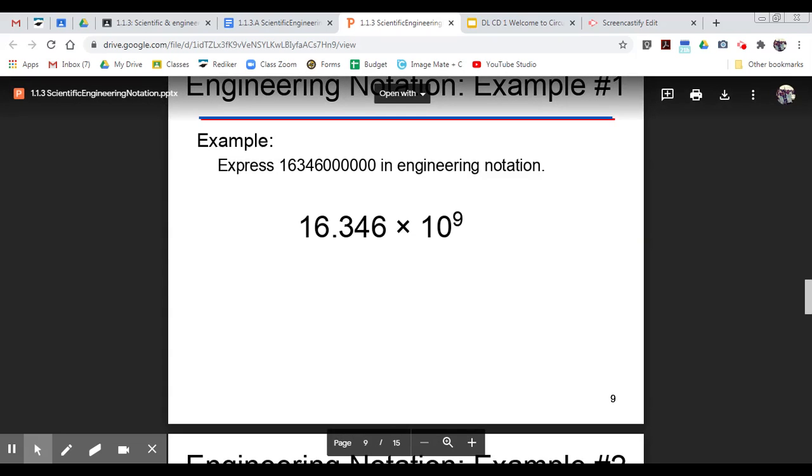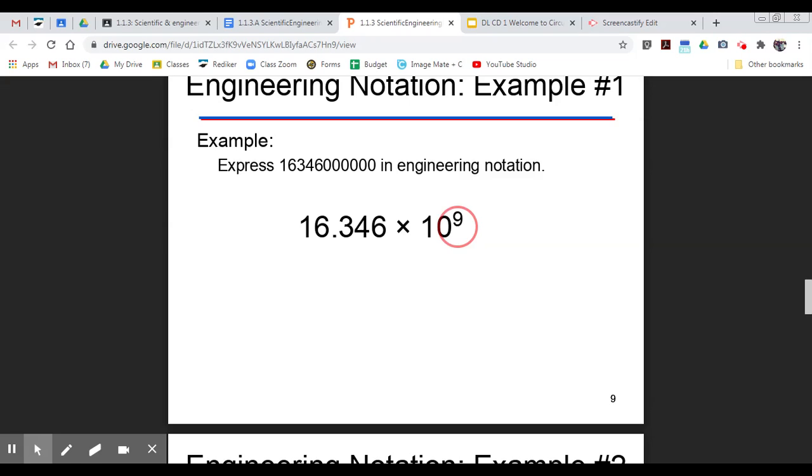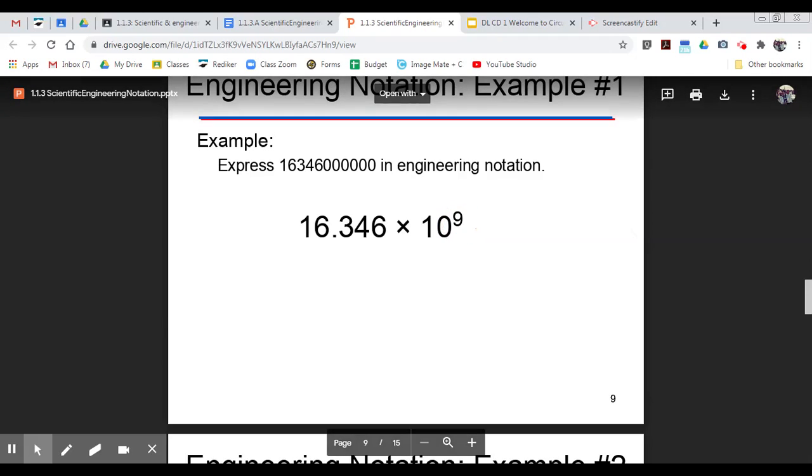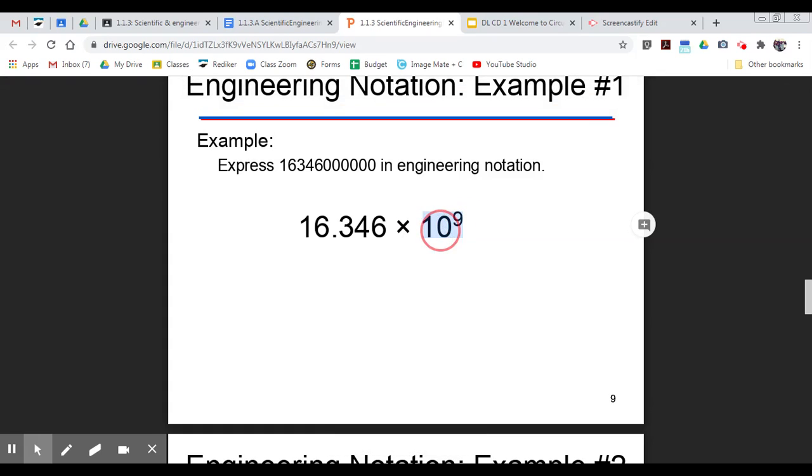Since we have 1.6 times 10 to the 10th in scientific notation, we're going to need to choose a number to the left of the decimal between 0 and 999. So we're going to have to go with 16, because 10 to the 10th is going to become 10 to the 9th. We couldn't pick 160. We couldn't pick 1 because that would be 10 to the 10th. We need the power of 3.